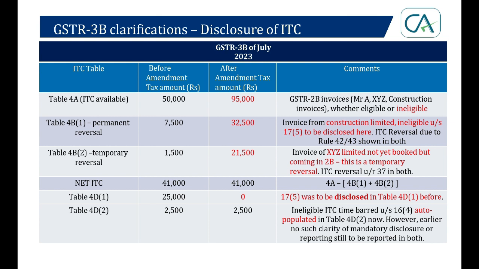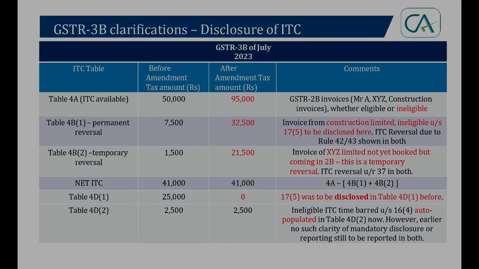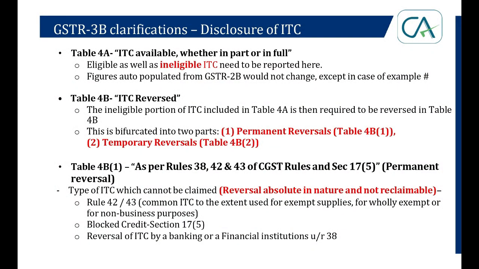So table 4B is divided into two parts, table 4B1 and table 4B2. Table 4B1, the concept is a permanent reversal. What is permanent reversal? Sir, some input has come by mistake, non-business, whatever, which I don't recognize, of someone else's GSTN. It is block credit. It is input which I have to reverse due to proportionate exempt supply, or it is of such a nature wherein there is no scope, it is absolute, there is no scope of reclaiming, right?